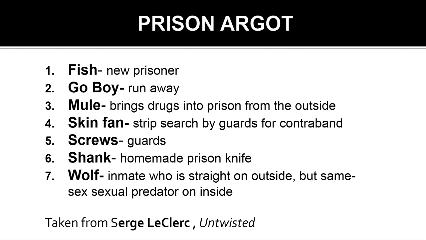Screws is the name that's used for guards. Shank is the name that's used inside prison for homemade prison knives. And wolf is an inmate who is straight on the outside but a same-sex sexual predator on the inside.